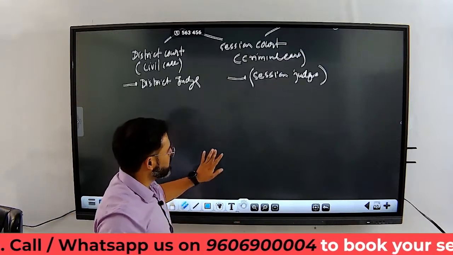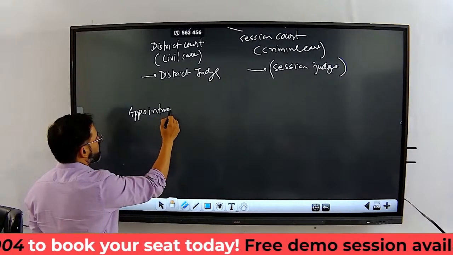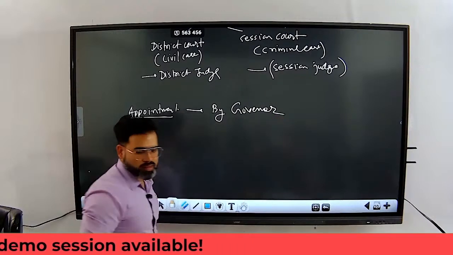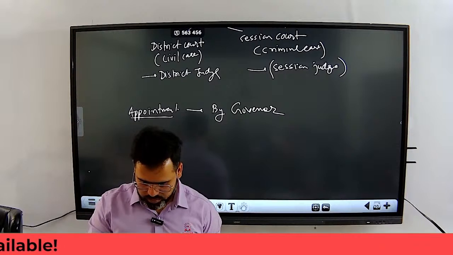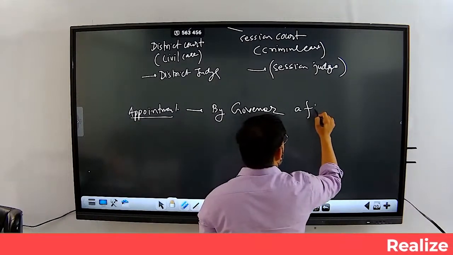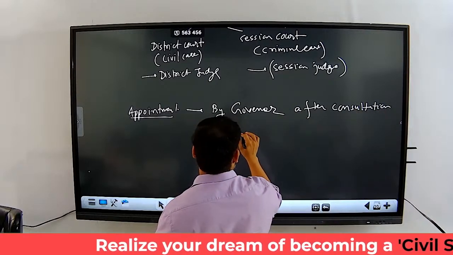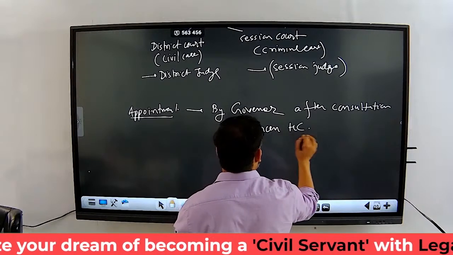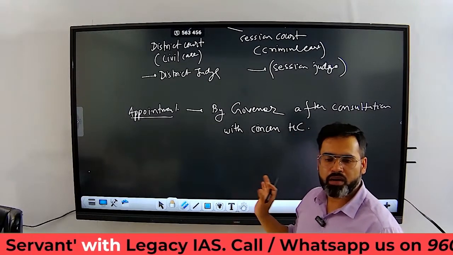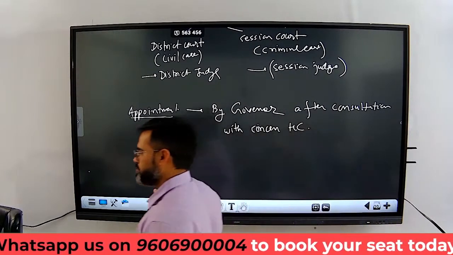So district judge, they are appointed by governor, the state governor, after consultation with the concerned high court. So यहाँ पे council of minister is not involved. Correct? Council of minister is not involved.